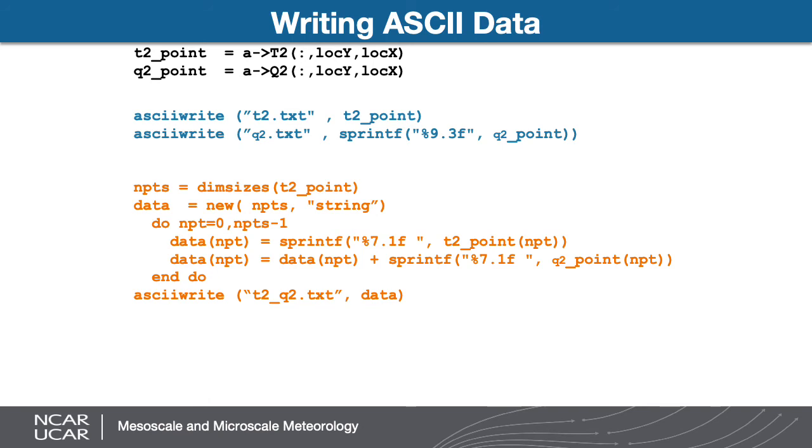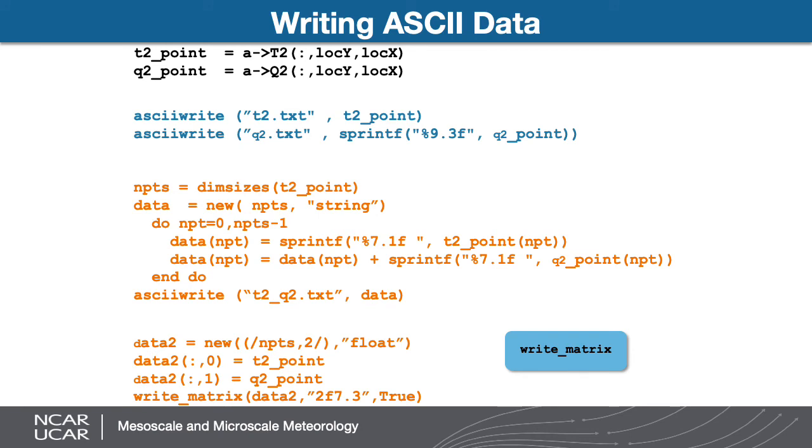However, if you wanted to write both of them in the same file, you can do this complicated loop situation where you're putting the data together, or you can also use a function called write_matrix, where you can make a data2 equals new, and it's the number of points, the number of times, and two variables, and they will be floating points. And then you write each variable out to the data2, and then you can just use write_matrix and write the whole matrix. So you can only do this for a two-dimensional data field.